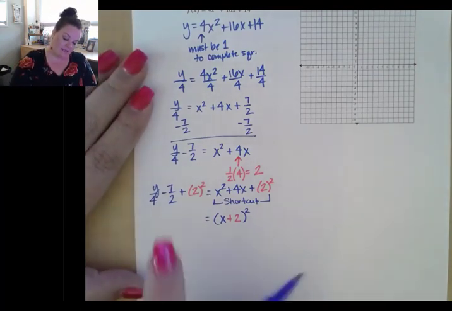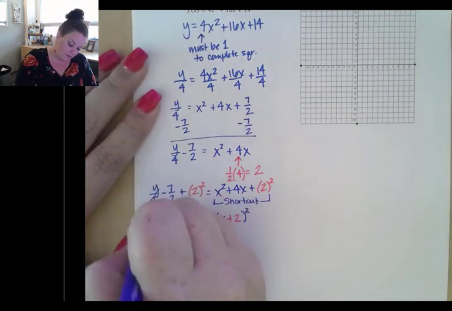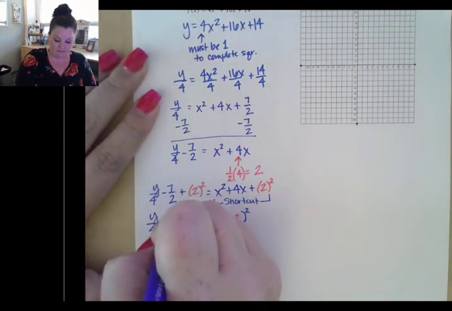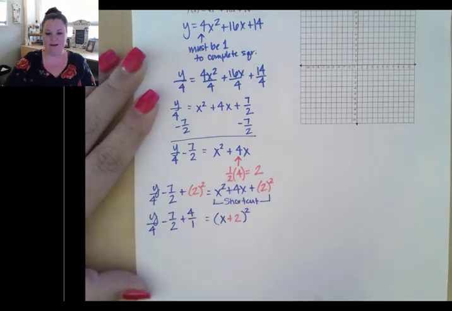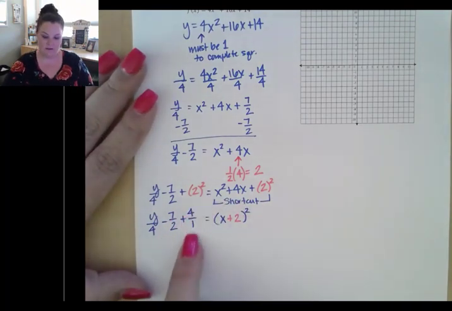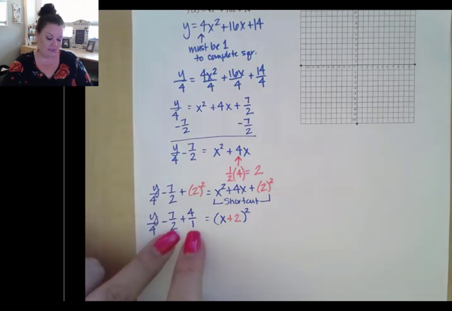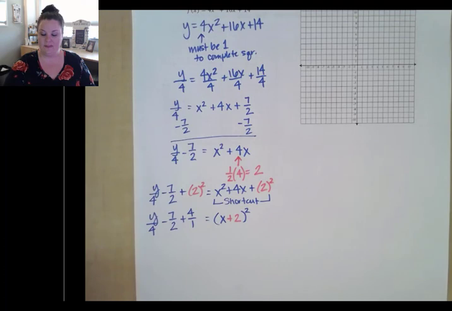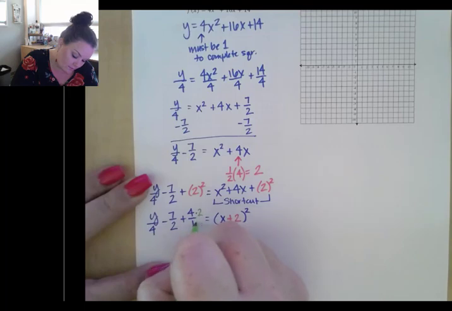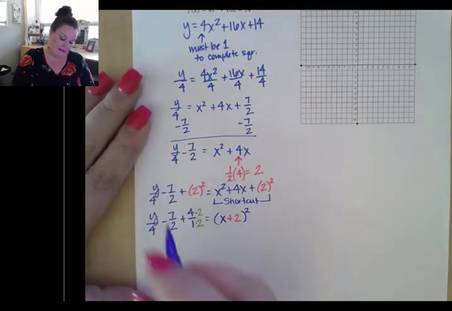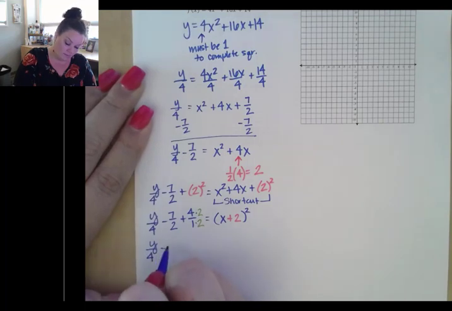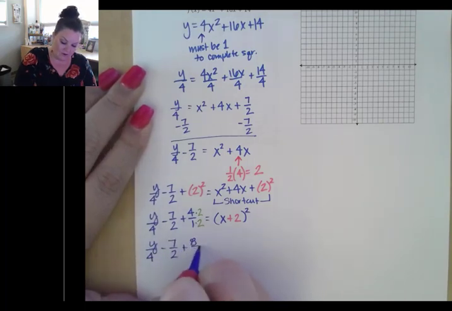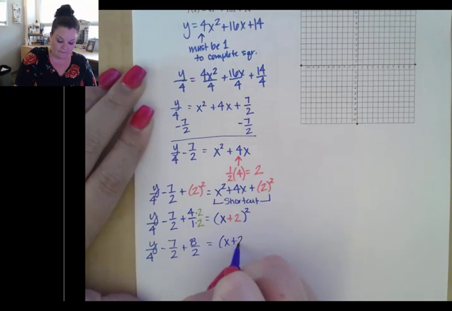So over here, if I square 2, I'm going to get 4. So I would have y over 4 minus 7 over 2 plus 4. And I'm going to write that as 4 over 1 instead of just 4, because I'm going to have to combine these two things. And in order to do that, I need a common denominator, right? To combine negative 7/2 and positive 4 over 1, they need the same denominator, which is going to be a 2. So I'm going to have to multiply this guy on top and bottom by 2. That way, I get y over 4 minus 7/2 plus 8 over 2 equals my squared quantity.